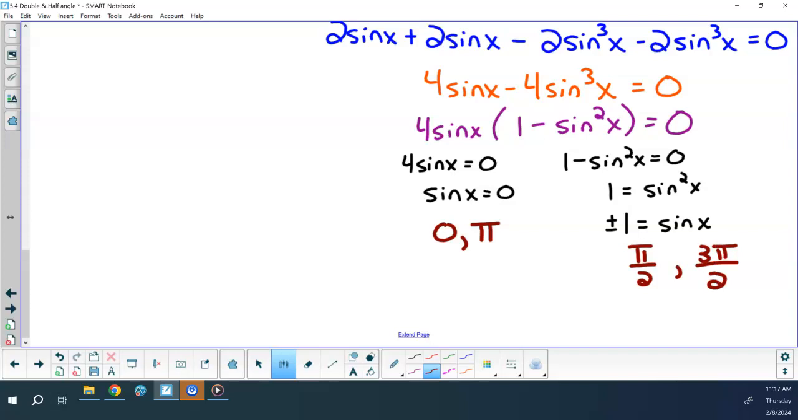Okay? Back to that bookmark. If we had switched it to cosine squared equals 0, then it'd be where cosine equals 0, which would be the same thing, pi over 2, 3 pi over 2. So either way. Yep. And there's your 4 answers.